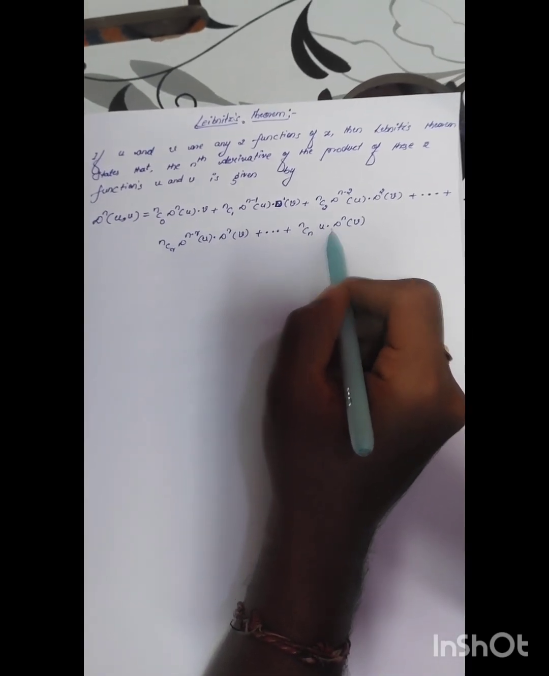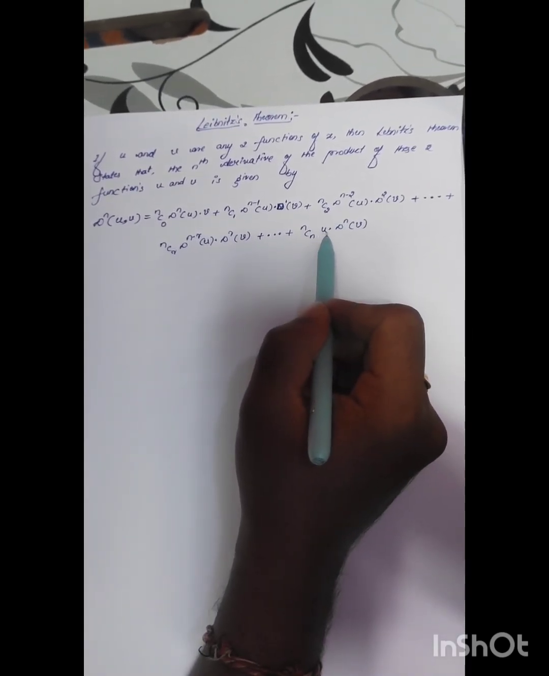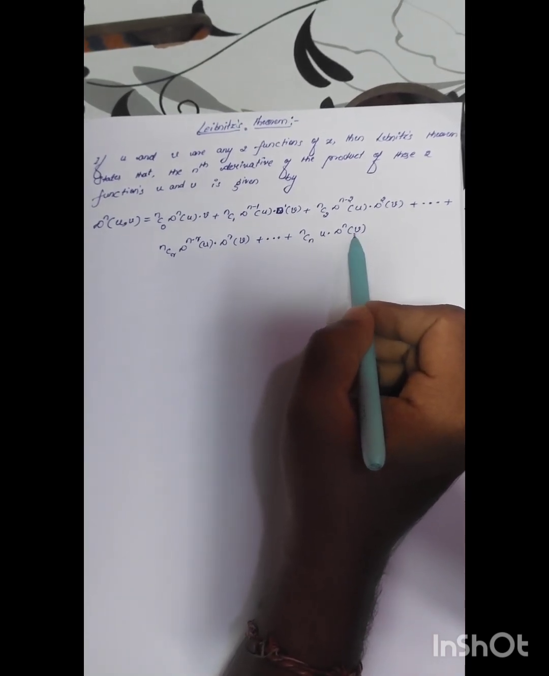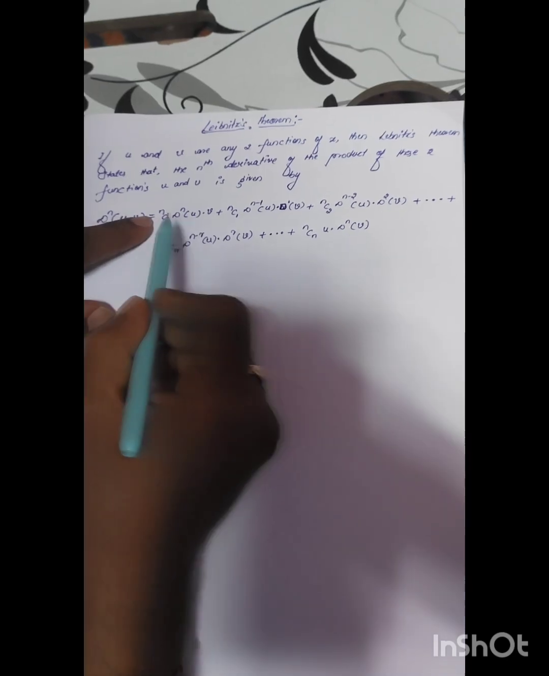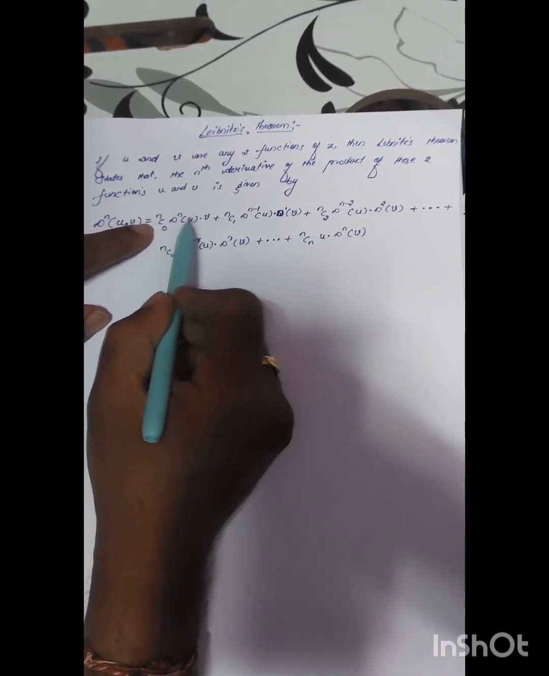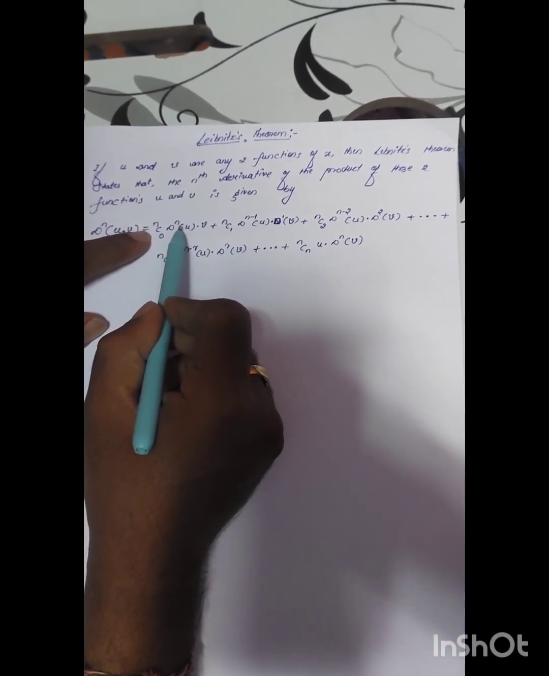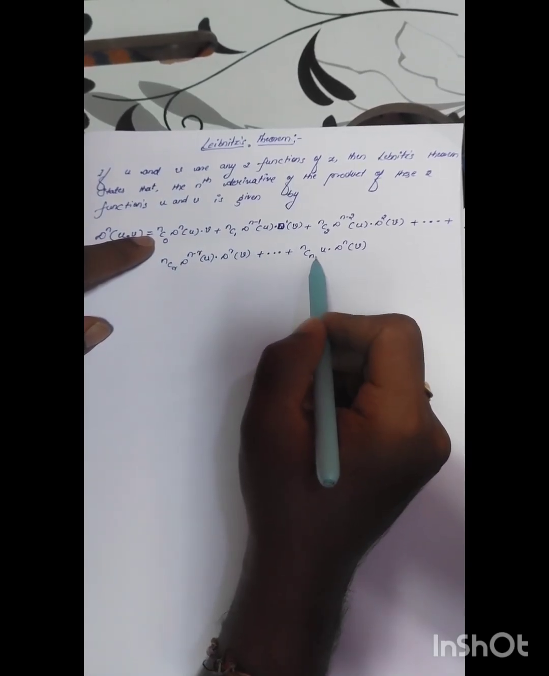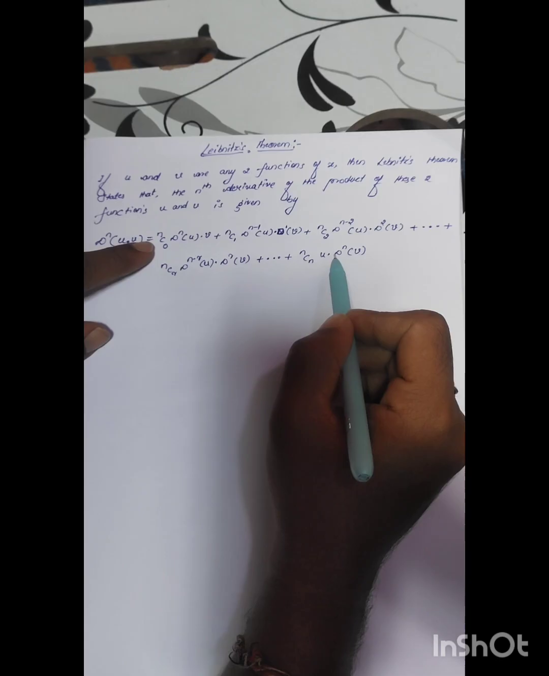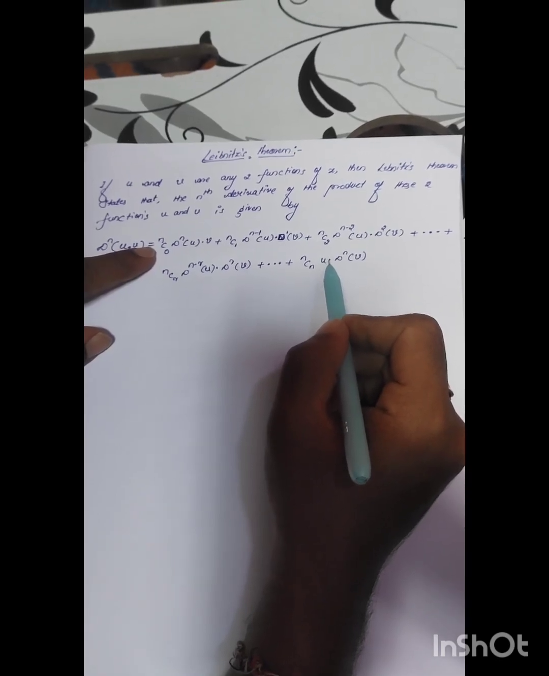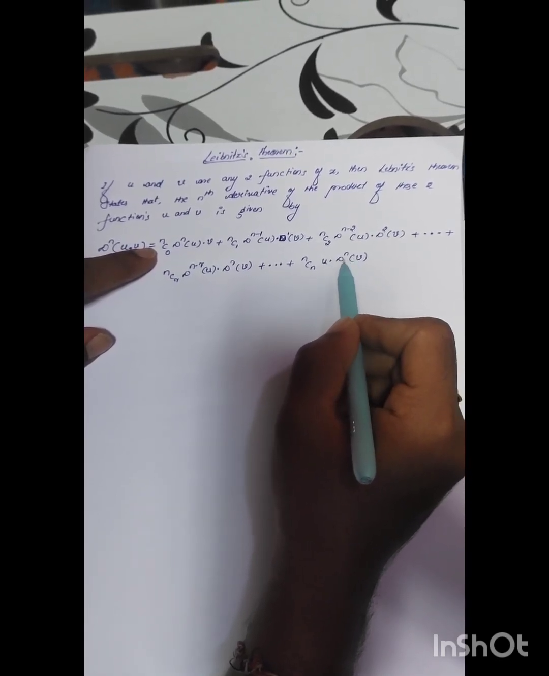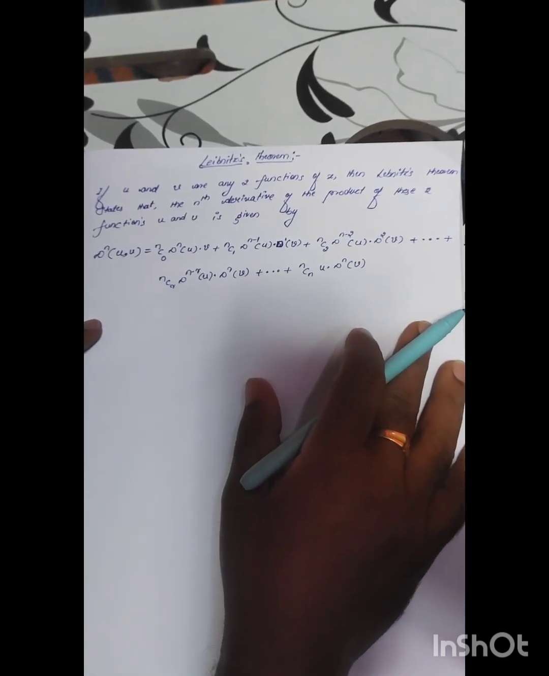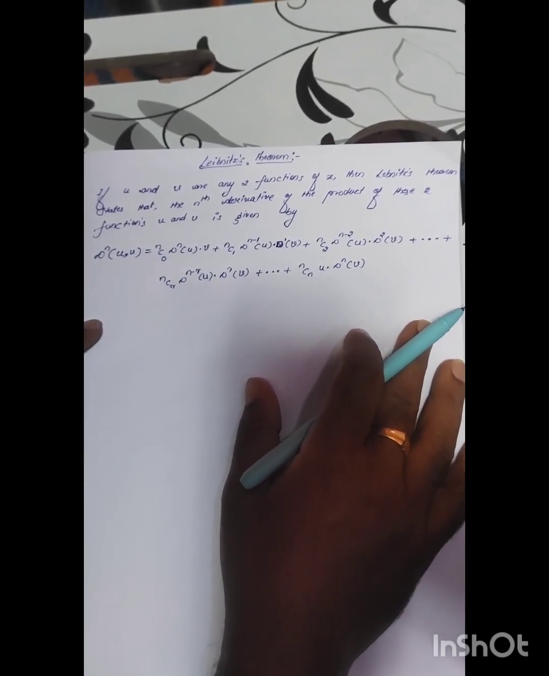In the last term the function u will remain as it is and the second function will have the nth derivative of v. If we see the first term and last term, nC0 is nothing but 1, so it will have the nth derivative of the first function and the second function will remain as it is. The last term nCn is again 1, so the first function will remain as it is and the nth derivative of v. This is the expansion given by Leibniz for the nth derivative of a product.